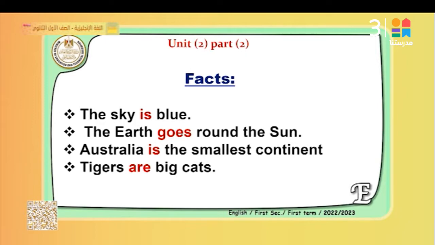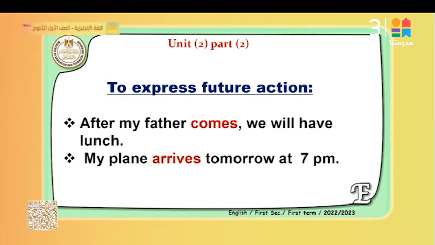What about the future? To express future actions. For example, after my father comes, we will have lunch. Look at this sentence. When we say after my father comes, it means my father will come and then we will have lunch. So here we use comes, present simple, instead of will come.